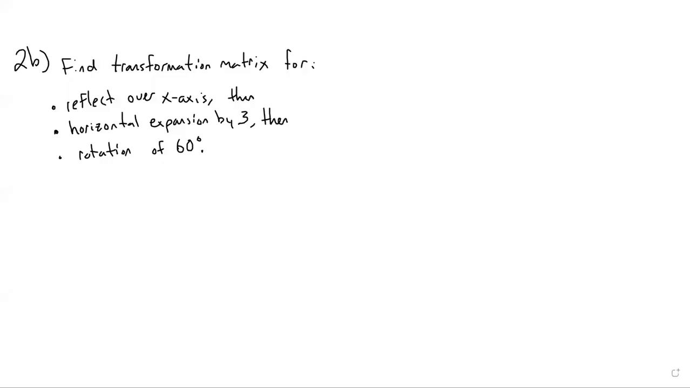So we've got a series of transformations on R2 that are going to first reflect our vector over the x-axis. Then it's going to do a horizontal expansion of the vector by 3, and then a rotation of 60 degrees of the vector. So the first thing we're going to do is figure out what each of these individual transformations do, each of their matrices.